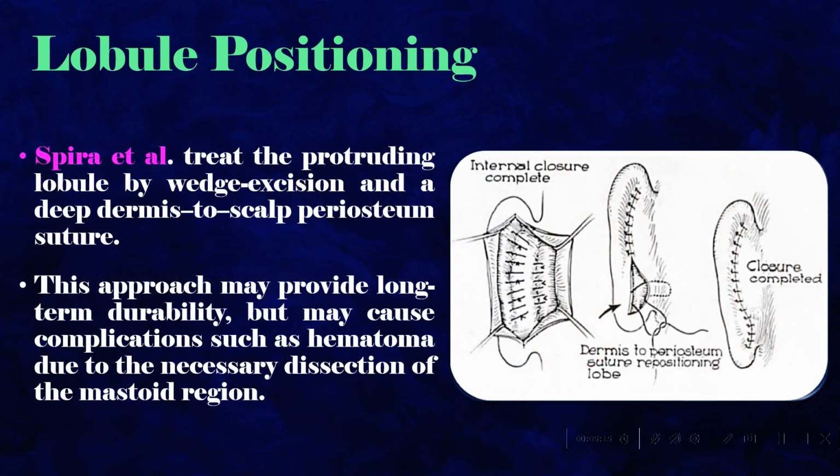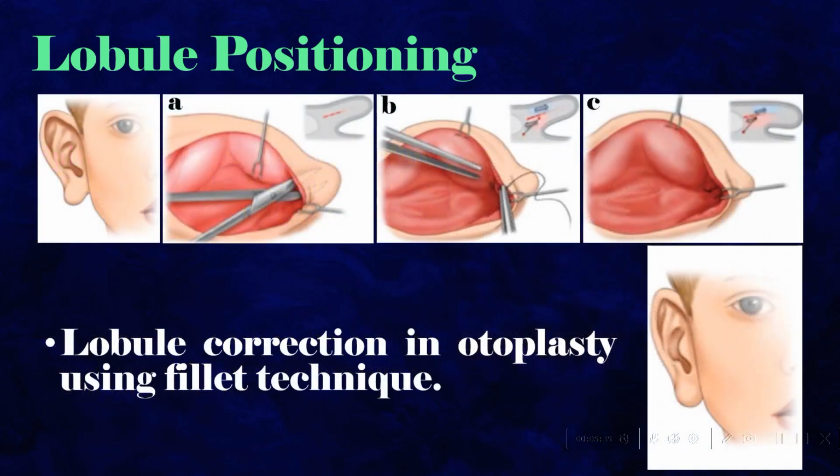Spira et al. treat the protruding lobule by wedge excision and a deep dermis to scalp periosteum suture. This approach may provide long-term durability, but may cause complications such as hematoma due to the necessary dissection of the mastoid region. Lobule correction in otoplasty using the fillet technique.